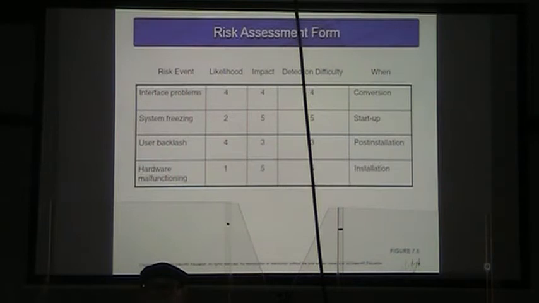System freezing, likelihood is 2, impact would be 5, detection difficulty 5, that would be during startup of the project. User backlash, likelihood is a 4, impact is a 3, detection difficulty is a 3, and when would be during post-installation, when the users are actually being trained to use it.